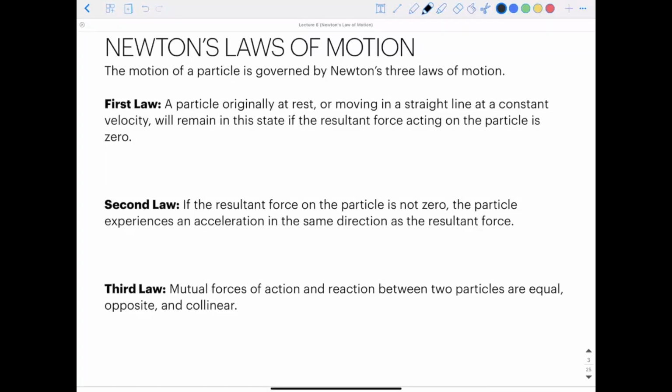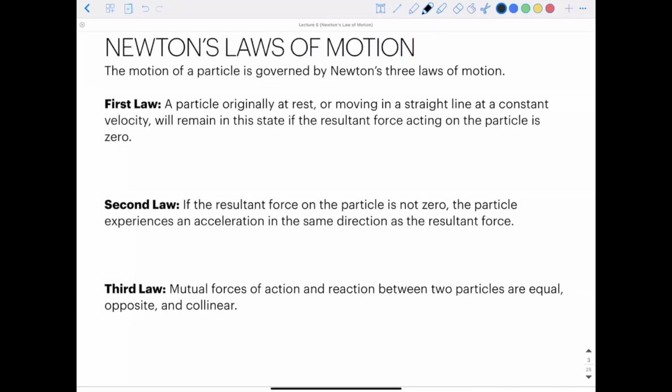So the first law: a particle originally at rest or moving in a straight line at a constant velocity will remain in this state if the resultant force acting on the particle is zero. So basically, a long way of saying an object at rest wants to stay at rest, and an object in motion wants to stay in motion. And here, motion doesn't just mean velocity, it also means the direction. So the speed and direction. You have to apply a force in order to change the direction of a moving object, which is changing its velocity vector, which is causing an acceleration.